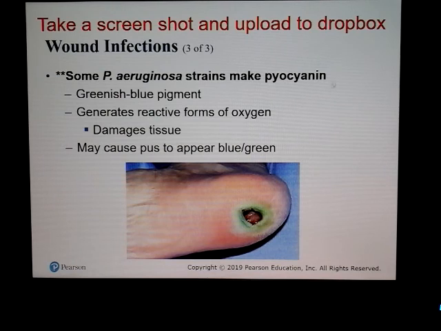So please know for your exam, guys, that some P. aeruginosa strains make pyocyanin, and I'd like you to look at the bottom of this person's foot. Yes, the infection ate right through down to the bone, and this is the pigment that it produces. You get this really weird green color as a result of the infection.